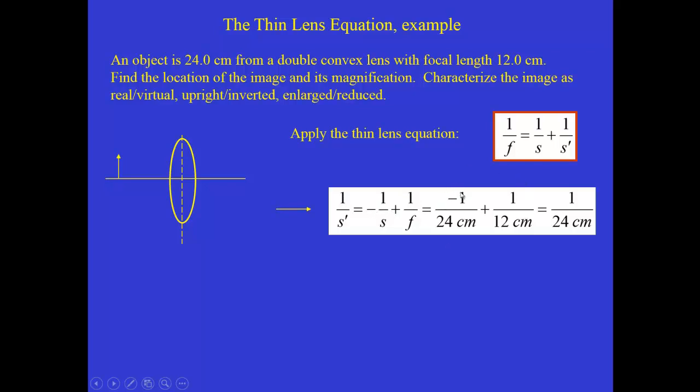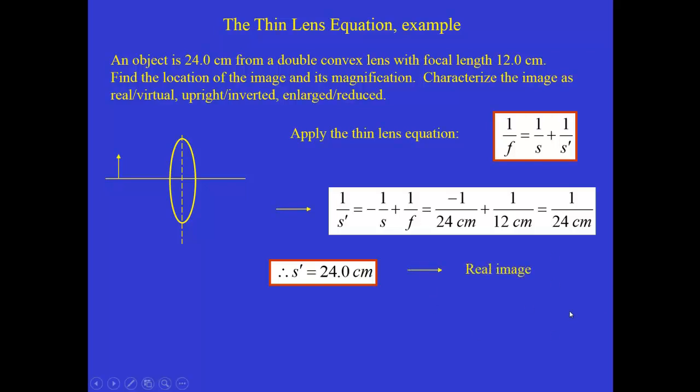There's a minus sign here. S is 24. That's a positive value because we have a real object. The light actually is coming from the object to pass through the lens. The focal length is positive because it's a converging lens, and when we simplify, we get 1 over 24 centimeters. So 1 over S prime is 1 over 24 centimeters. That means S prime is equal to 24 centimeters, and now we can find the magnification.